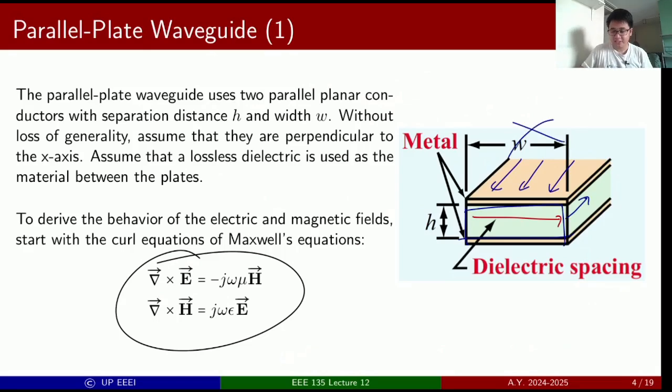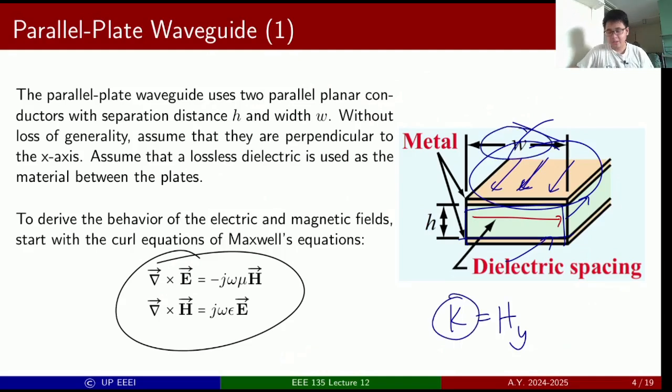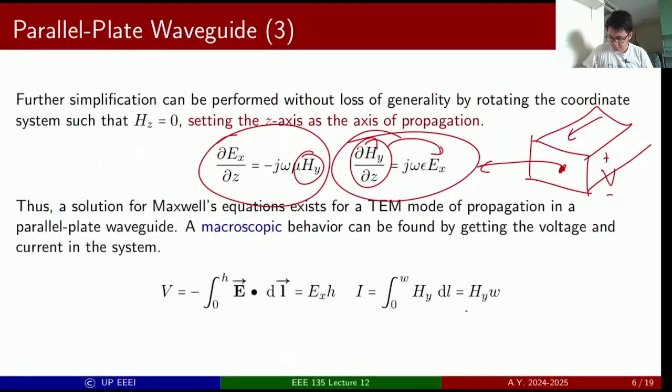You have no magnetic field outside. So you're assuming that it's only contained between your two conductors. So this is your current, and it has a return path on the other side. Okay, so by the boundary conditions, you get the relation that K, the current density, is equal to your magnetic field. So just multiply this with the width of your parallel plate waveguide, and you get the total current.